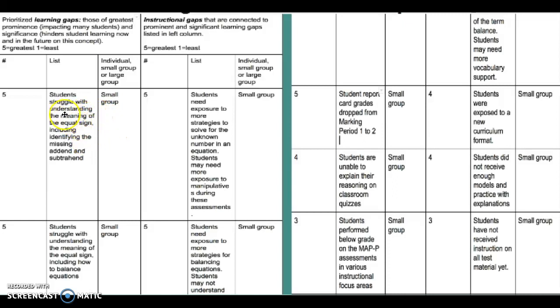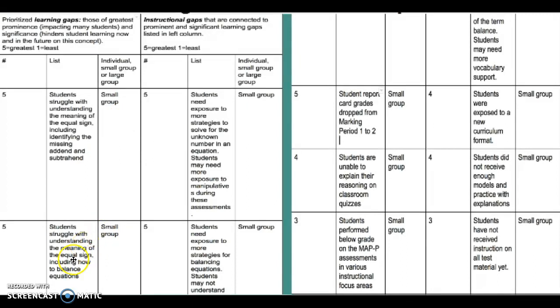Jennifer identified that students struggle with understanding the meaning of the equal sign, including identifying missing addends and subtrahends. This is a major problem with ELL students because not only do they not understand the language barrier, it's also difficult to teach them something if they've never seen the signs before or understand which order they need to go in. This was based off the small group that she found, which was the students that she pulled regularly for small group instruction.